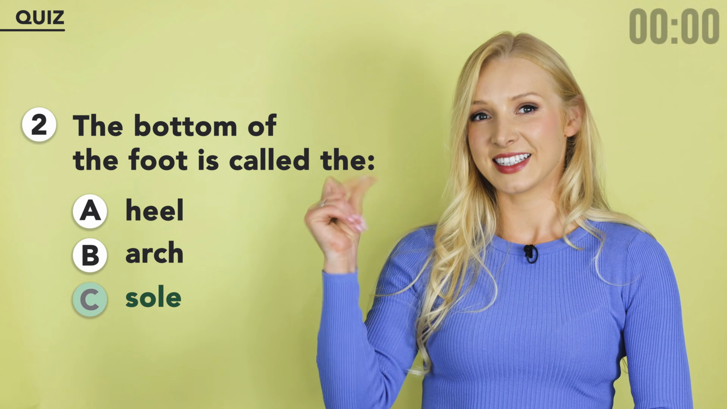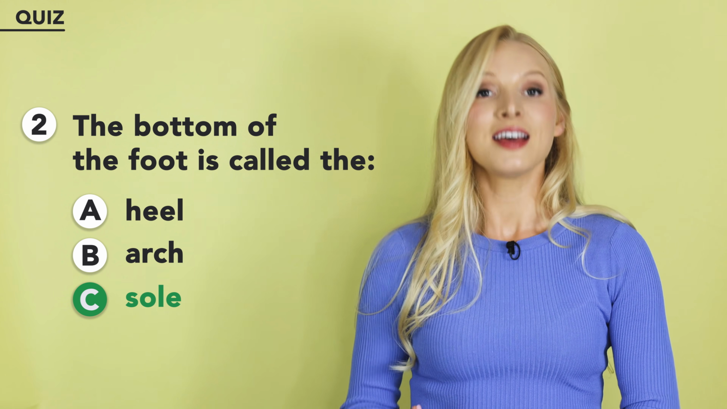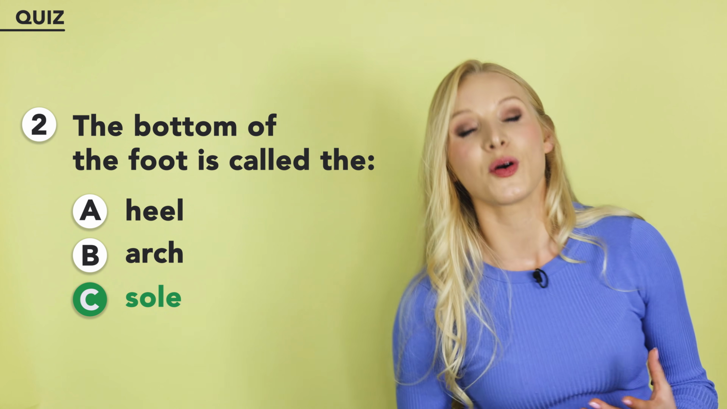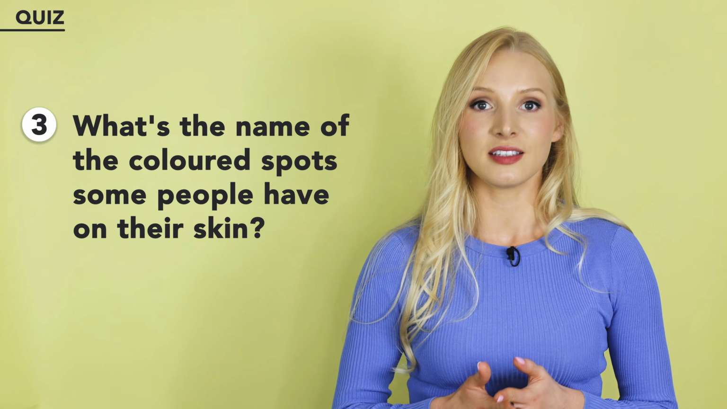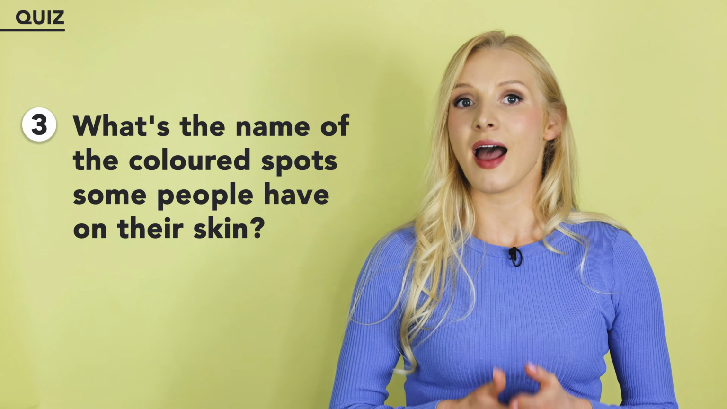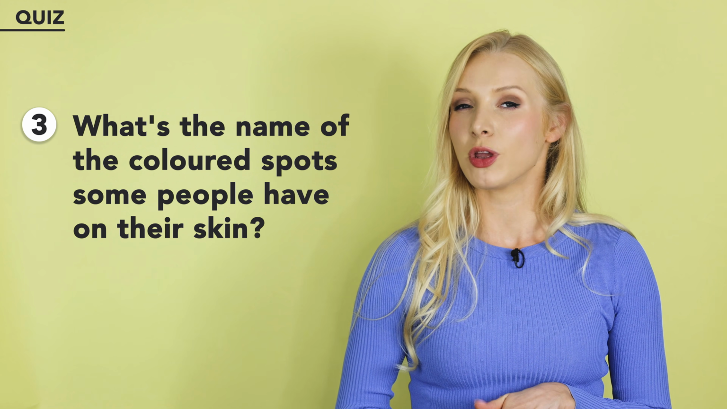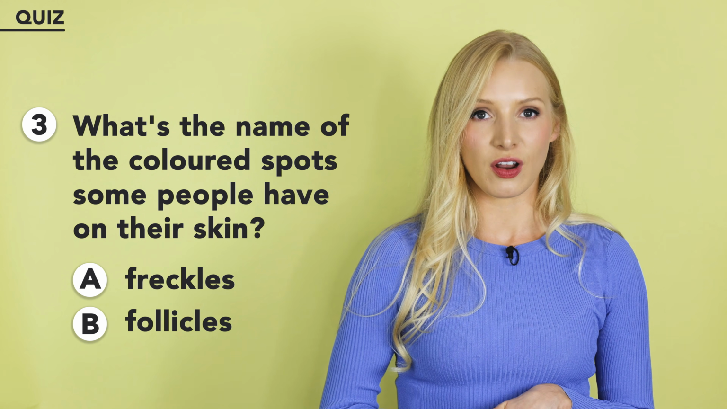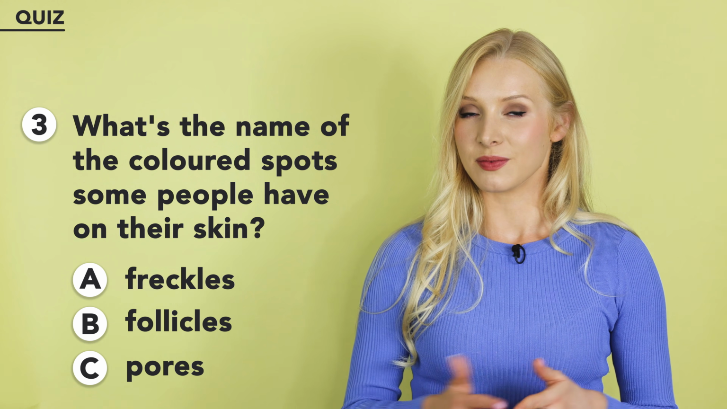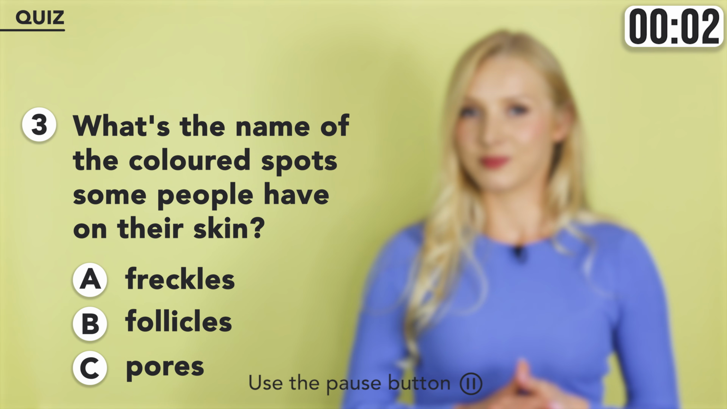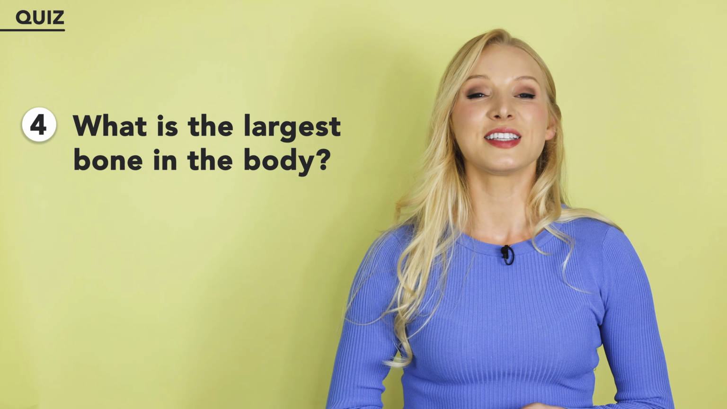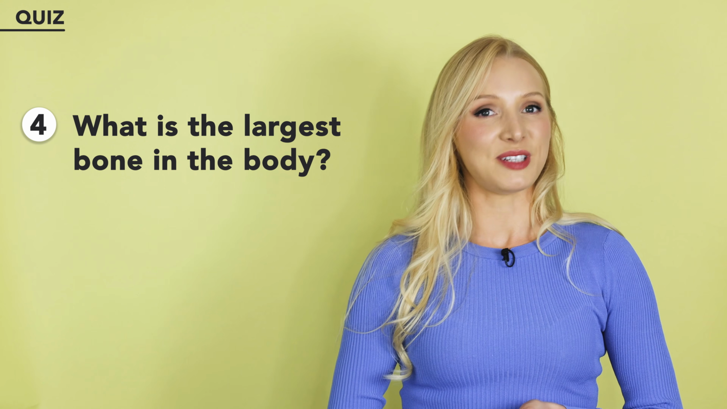It is the sole of your foot, spelt differently to your soul as a person, the sole of your foot, S-O-L-E. Number 3, what's the name of the coloured spots some people have on their skin? We're talking about the flat ones here. We have freckles, follicles, pores. Freckles.